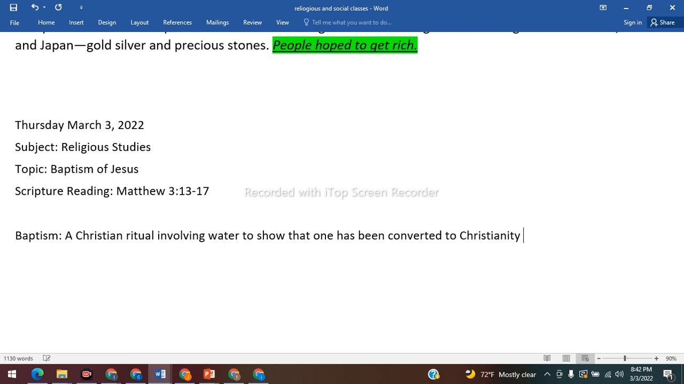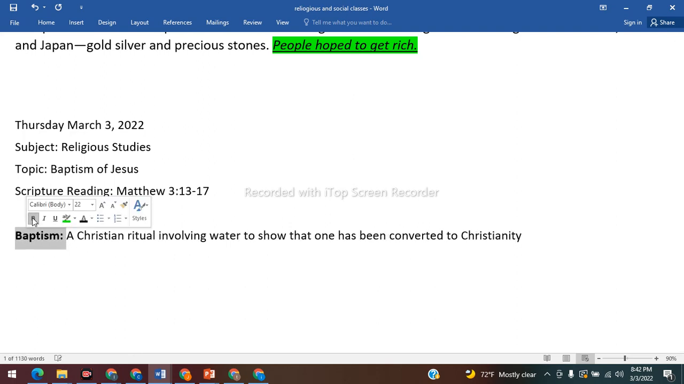Alright, that's what this text defines baptism as. So another definition of baptism is that it's an outward expression of an inward grace. That's also another definition. In our syllabus, they define 3 types of baptism. Alright, 3 types of baptism.